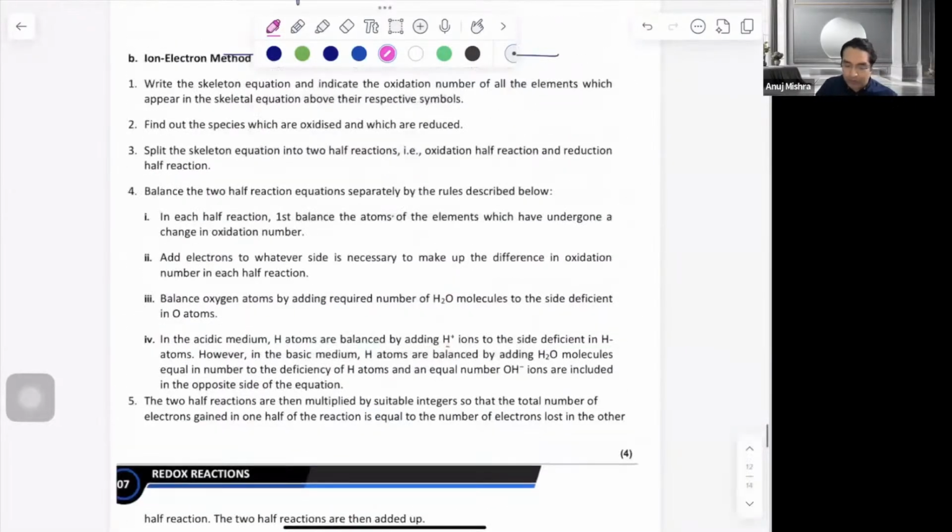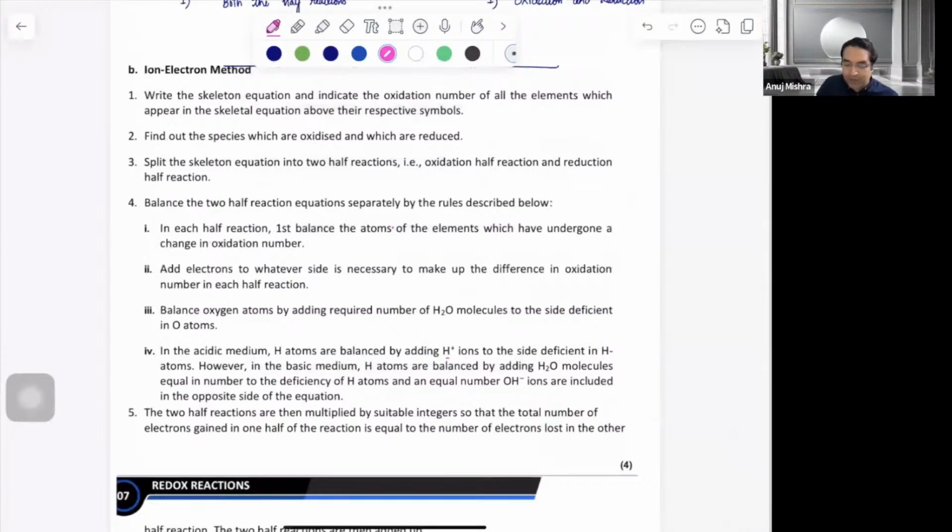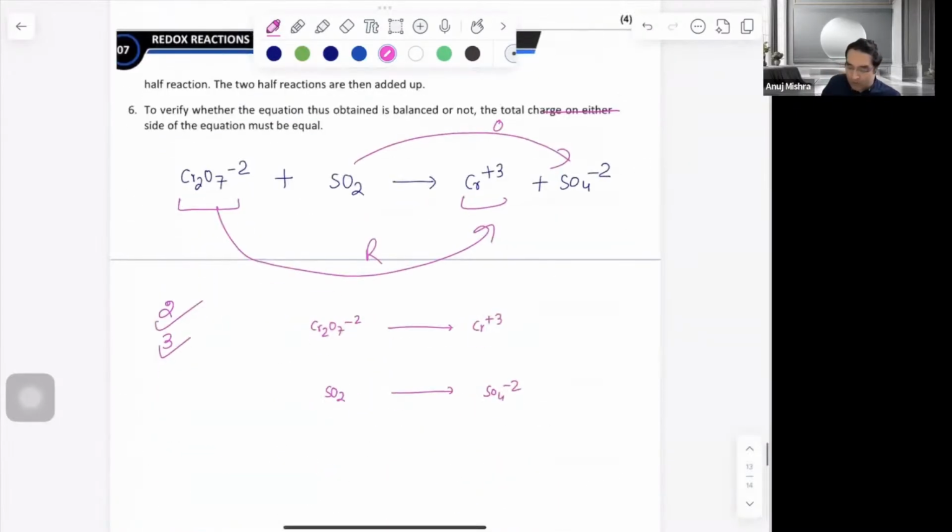Point number 4. Balance the two half cell reactions separately by the rules described below. In each half cell, first balance the atoms of the element which have undergone the change in oxidation number. Chromium, 2Cr. Chromium is balanced. Sulfur, already balanced. Done?